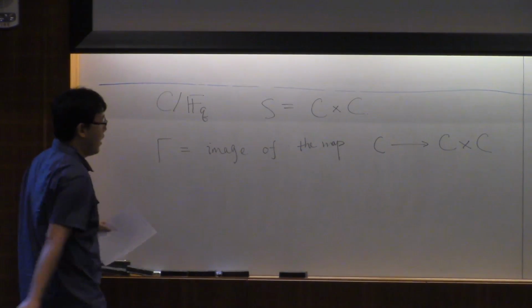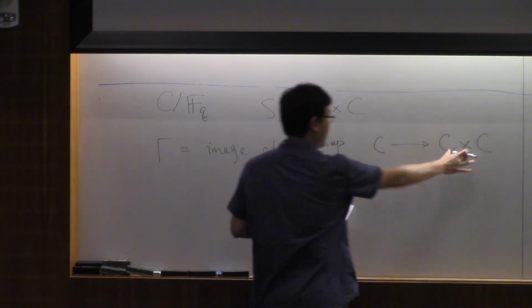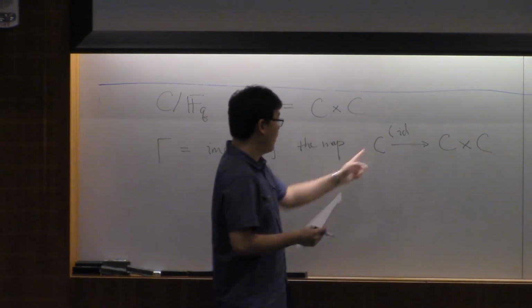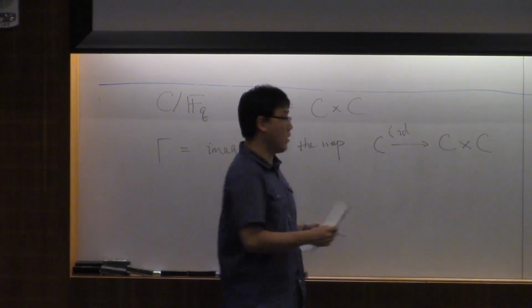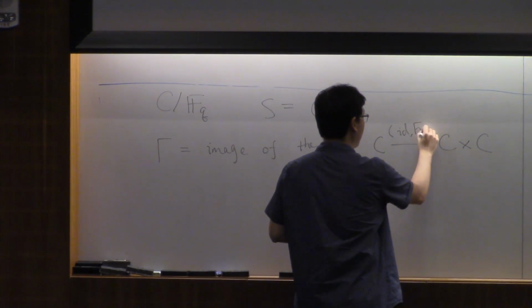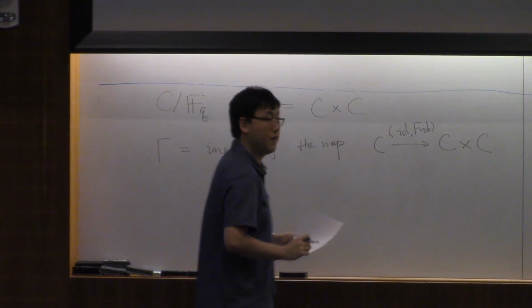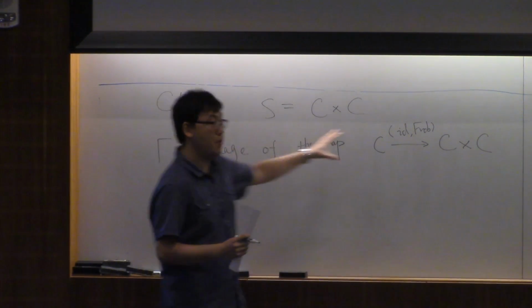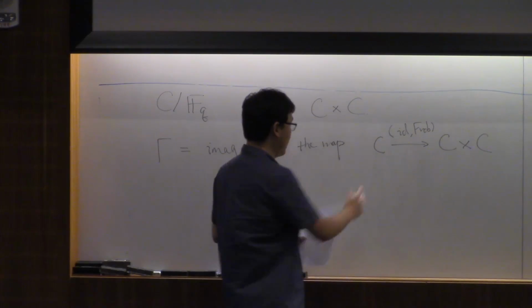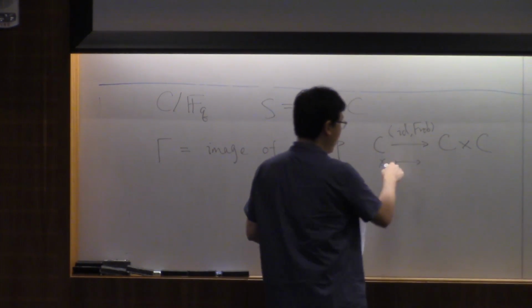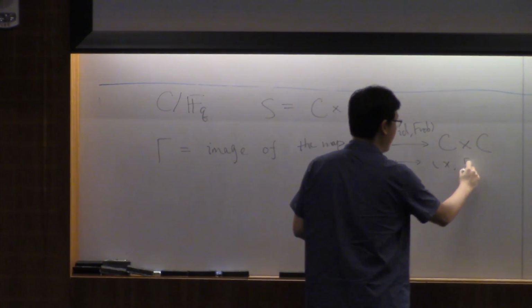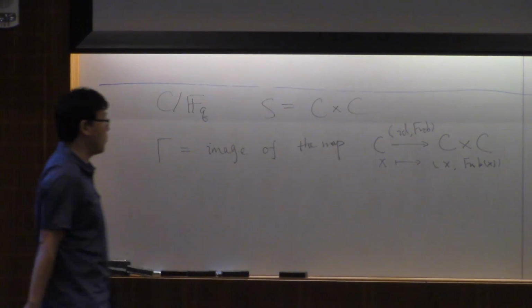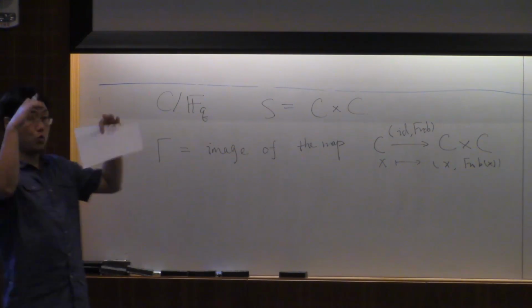You consider an embedding from the curve C to the surface S, such that the first component is just the identity and the second component is the Frobenius. And this gamma is the image of this map. So in other words, if you write it in terms of points, it maps x to (x, Frobenius x). You know, the Frobenius map just raises the coordinates to the q-th power.